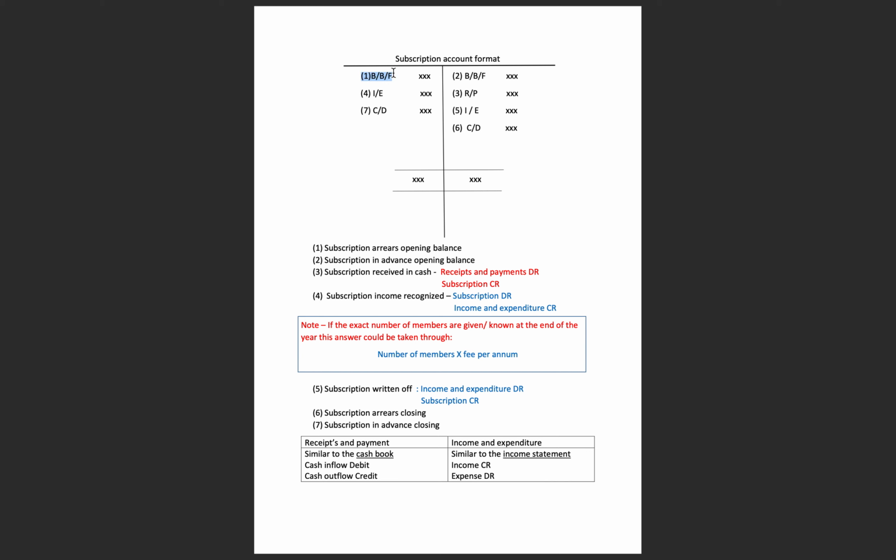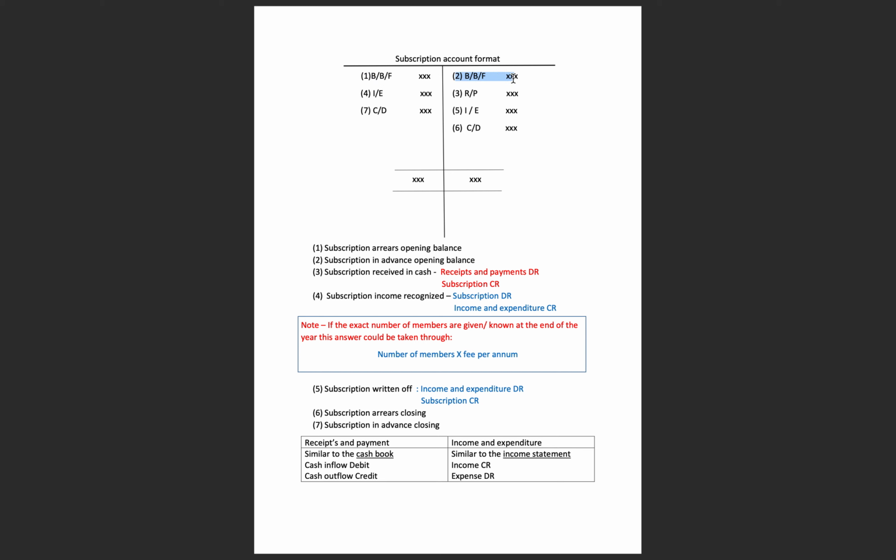Number 1, you have an opening balance on this side. So what does this mean? This is subscription in arrears, the opening balance. Now remember, subscription in arrears means the members who should pay money to you. Maybe last year's fees they have not paid, or this year's fee they have not paid. These are the fees they have not paid you. Subscription in arrears is also known as subscription receivable. Subscription receivable is an asset to the organization, so like all assets, there should be an opening balance brought forward on the debit side.